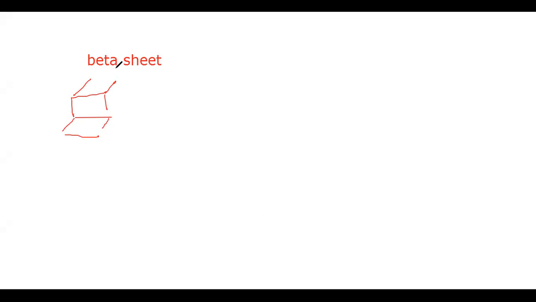That means this side is one part of the beta helix. This side is one protein chain, and this side is another protein chain. And there is a bridge in between, created by hydrogen bonds.